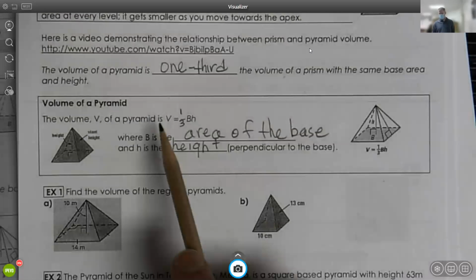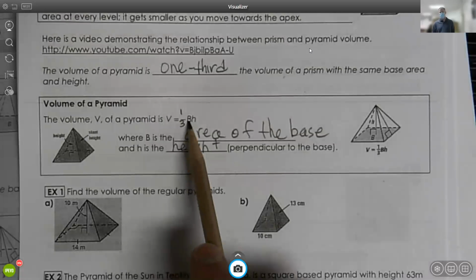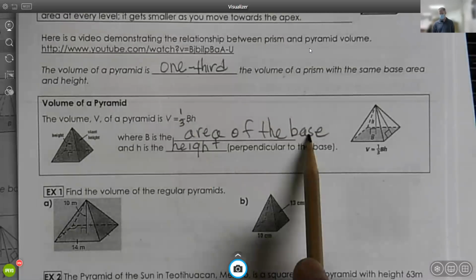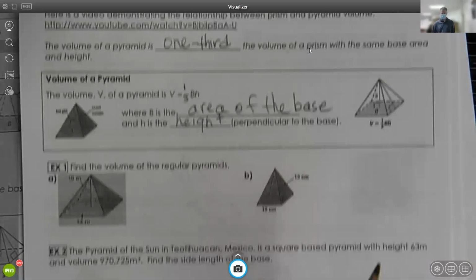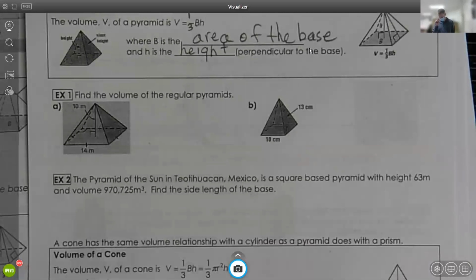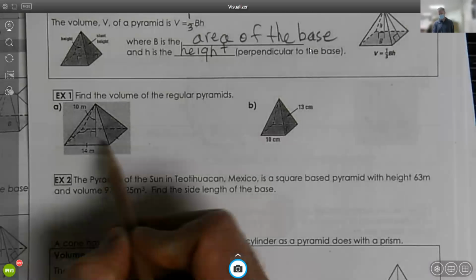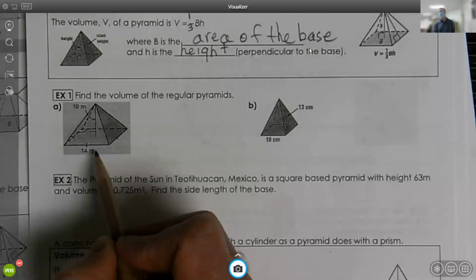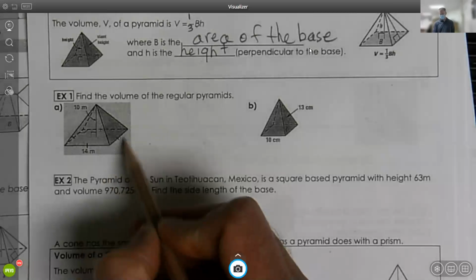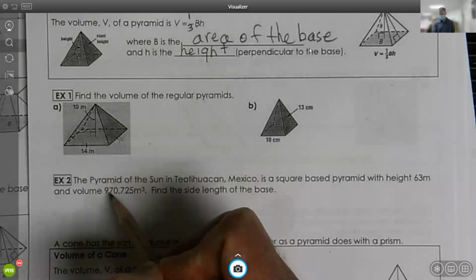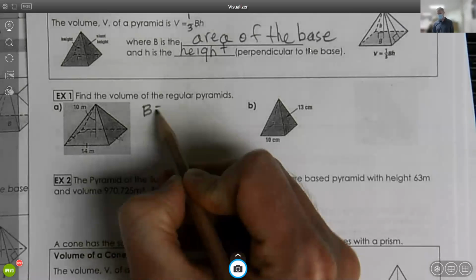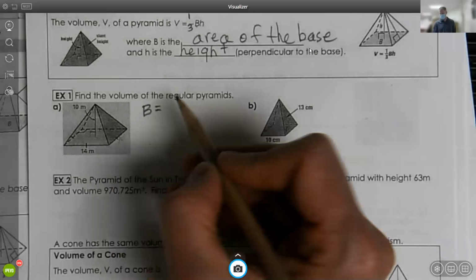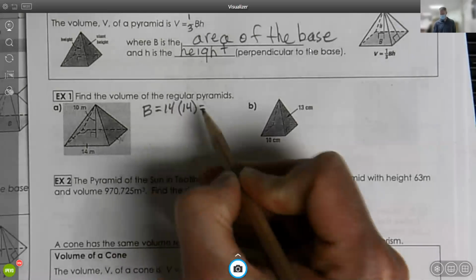So the volume of our pyramid is going to be 1/3 capital B, which stands for the area of the base, times the height. So we come over here to our first question, and we notice that it's a regular pyramid. You'll notice they show the 90 degrees in the corner and all the sides are the same. So that's implying that this is going to be a square. So each side is 14. So we're first going to find the area of the base. So the capital B is the area of the base, which is 14 on one side and 14 on the other. That's 196.